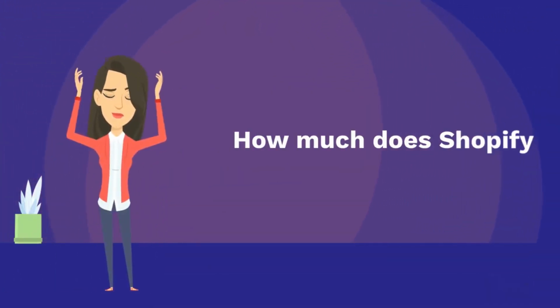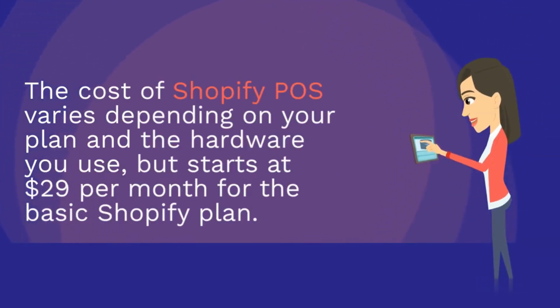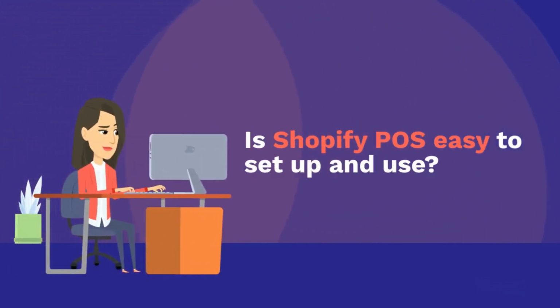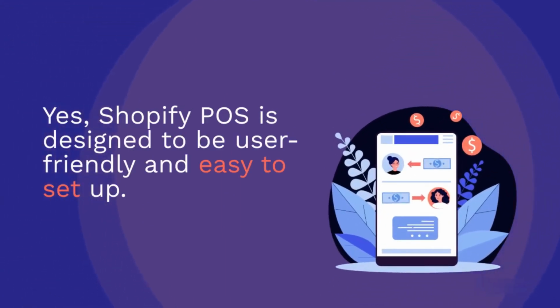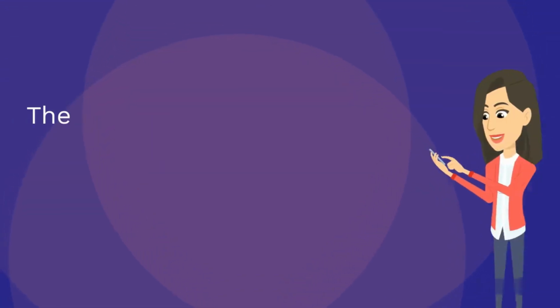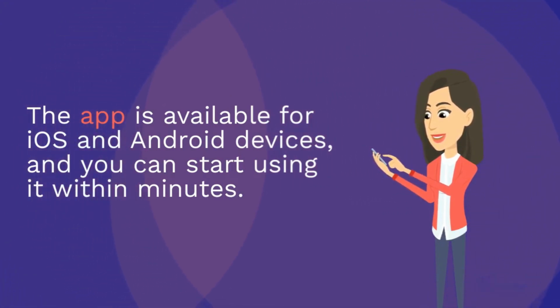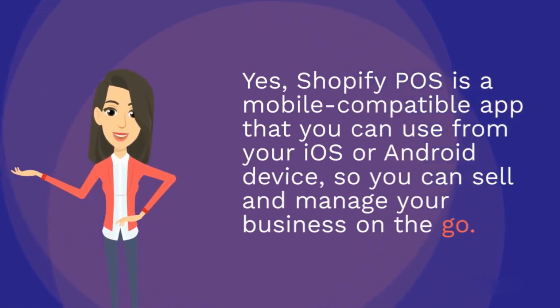How much does Shopify POS cost? The cost of Shopify POS varies depending on your plan and the hardware you use, but starts at $29 per month for the basic Shopify plan. Is Shopify POS easy to set up and use? Yes, Shopify POS is designed to be user-friendly and easy to set up. The app is available for iOS and Android devices, and you can start using it within minutes. Can I use Shopify POS on the go? Yes, Shopify POS is a mobile-compatible app that you can use from your iOS or Android device, so you can sell and manage your business on the go.